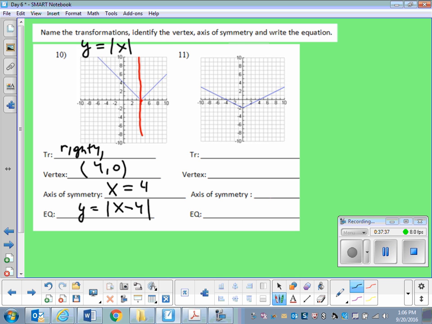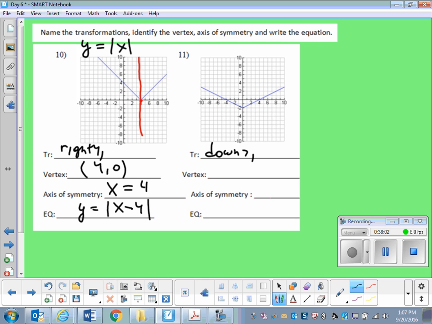Actually, let's talk about this term together, because it's kind of the weird one, right? So what are the transformations? The first obvious one is down 2. And what about the second transformation? Compressed by half. How do we know that it's been compressed? It's wider. Yes, the steepness of the slope changed. But how much? We need to figure out.